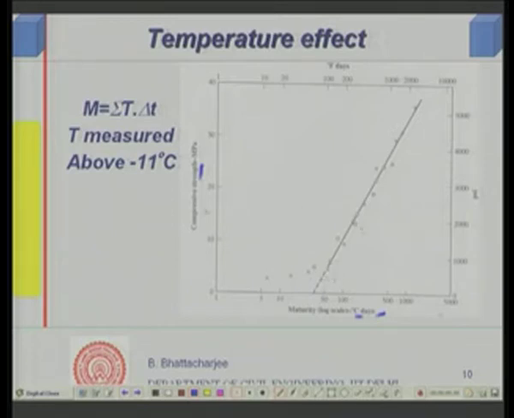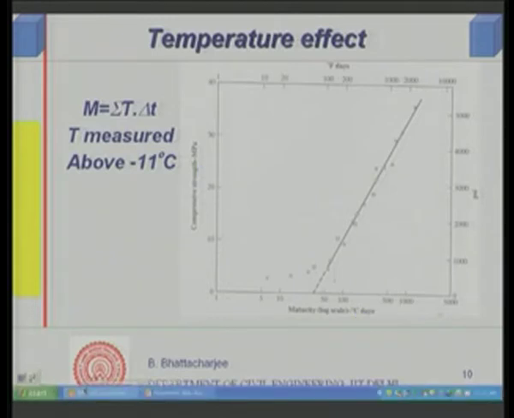So, that is the idea about steam curing. Now, this maturity is measured as T above minus 11 degree centigrade. Datum is taken as minus 11 degree centigrade, because below that the cement will never hydrate, and strength development of concrete will not take place. So, this is the concept of maturity, and based on this, steam curing is done, right.